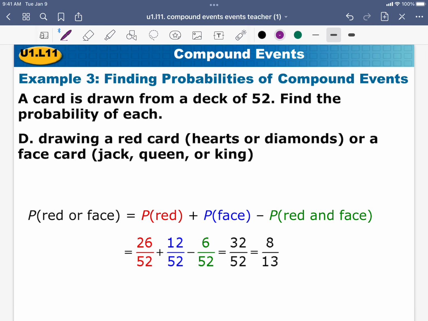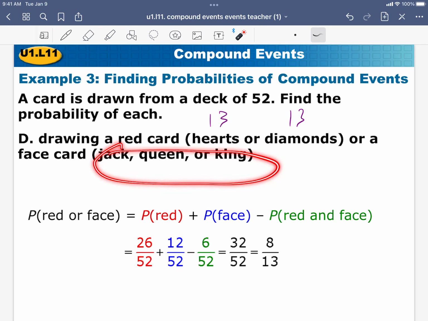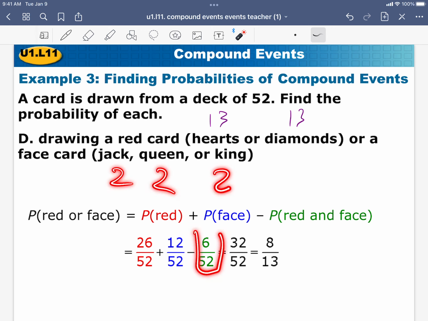What's the probability of drawing a red card? So there are 13 hearts, 13 diamonds for a total of 26. So there's your probability of a red card. There are 4 jacks, 4 queens, 4 kings for a total of 12. So there's 12 out of the 52. And then we have to subtract the red face cards. So there are 2 of these, 2 of these, 2 of these for a total of 6 cards that have been counted twice.